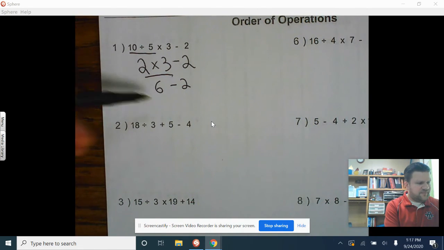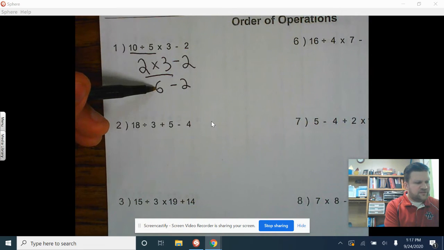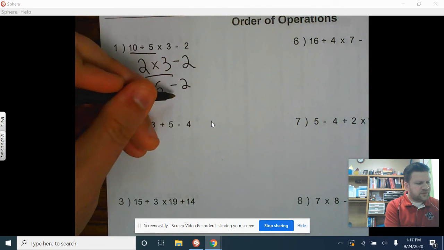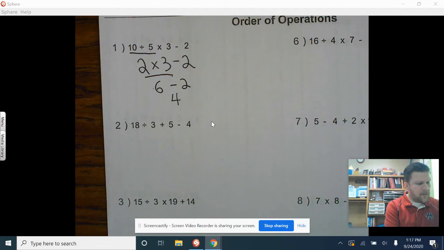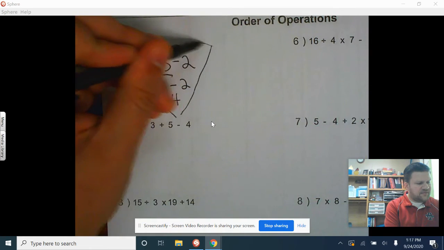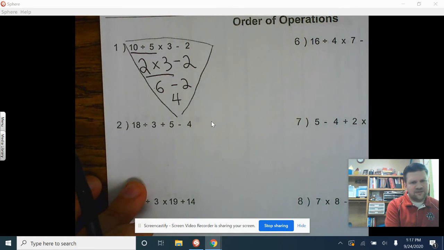By this step, we should have it pretty easily. It's just 6 minus 2, which gives me 4. Okay, and then my answer is 4. I call it the Dorito method because you work in an upside down triangle. It looks like a Dorito or a slice of pizza.